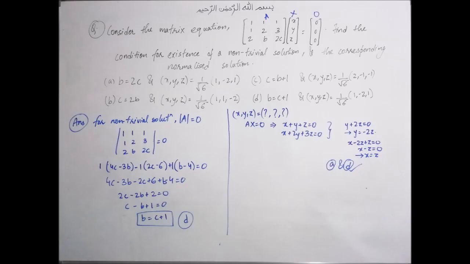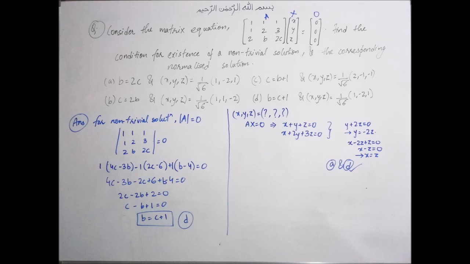For the next problem, we are going to consider the equation as Ax equals to 0. And we know for a non-trivial solution, we use determinant of A equals to 0. Doing that, we get B equals to C plus 1. Thus, our answer is option D. So, there is no need to solve for the corresponding normalized solutions because we already know there is only one option with answer B equals to C plus 1.